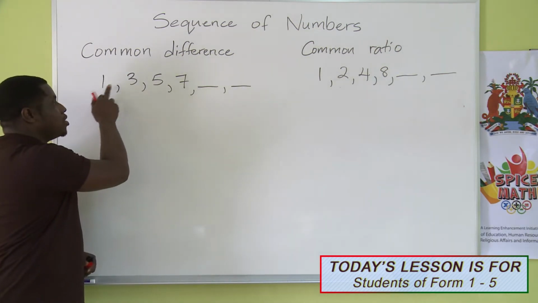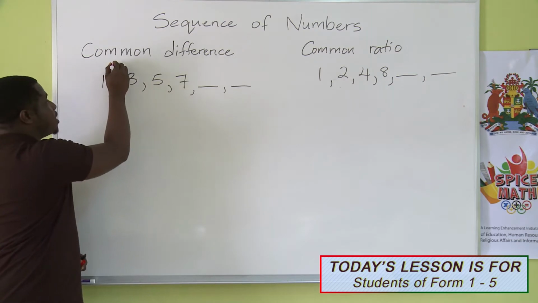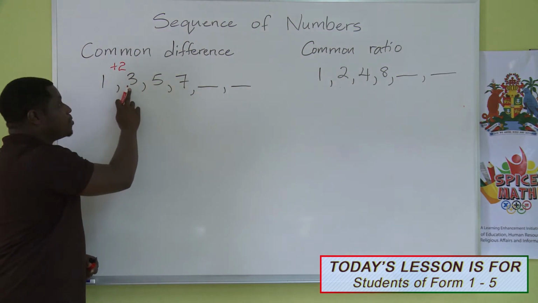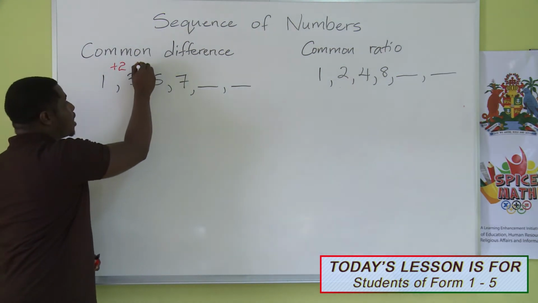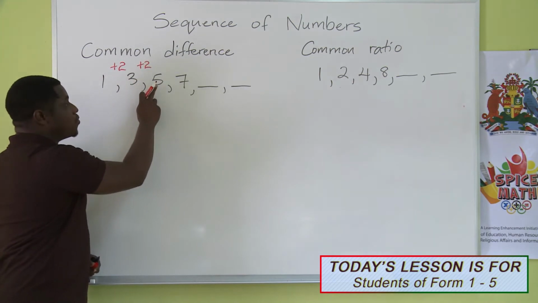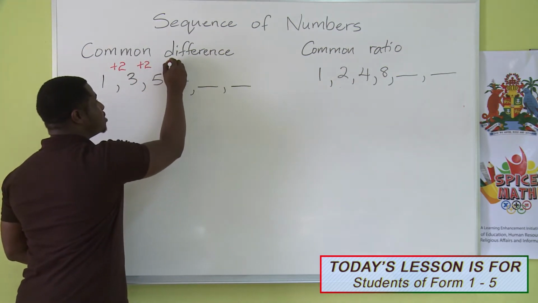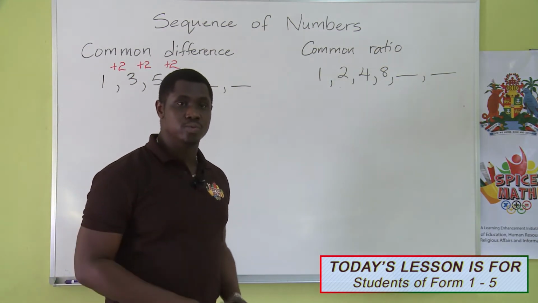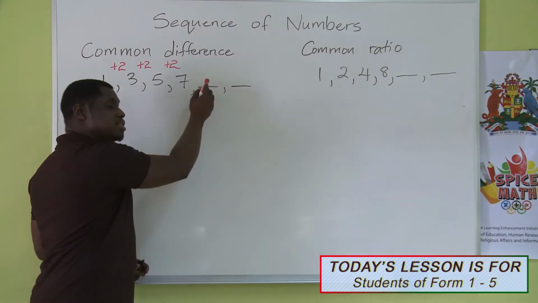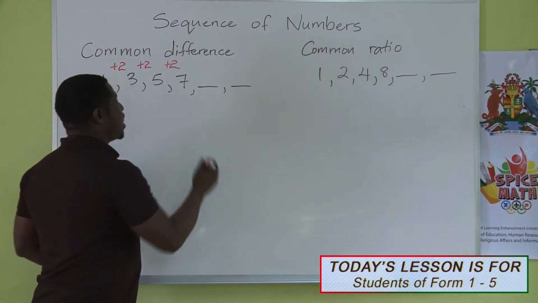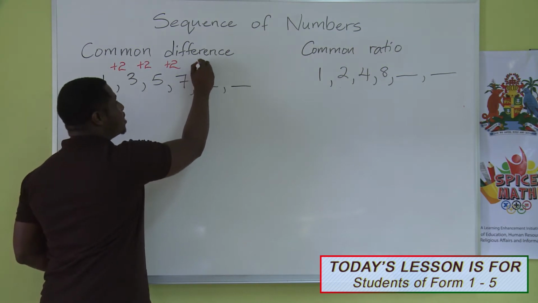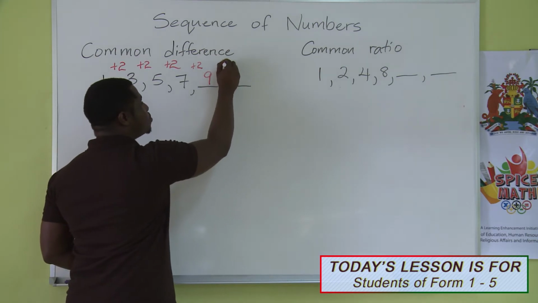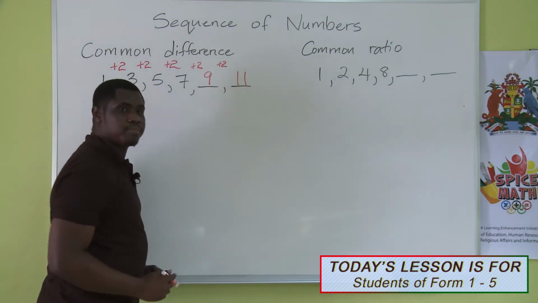Let us understand what I mean by common difference and common ratio. For me to go from 1 to 3, I realize I need to add 2 to 1. That's how I get 3. And then to go from 3 to 5, I need to add 2. To go from 5 to 7, I need to add 2. What we realize, the common difference here is 2. So in order for me to get the next 2 terms in the sequence, to the 7, I would have to add 2, which would give me 9. And to the 9, I'd have to add 2 again, which gives me 11.